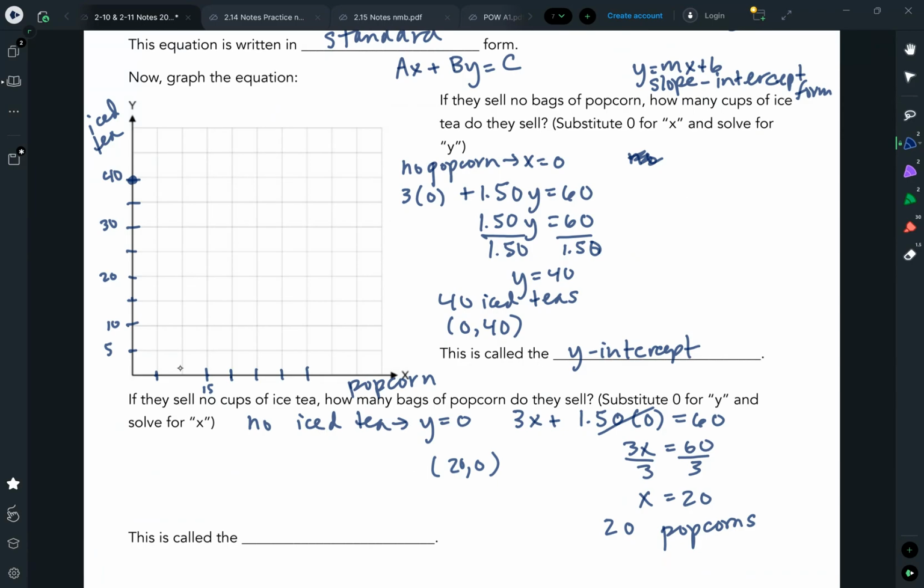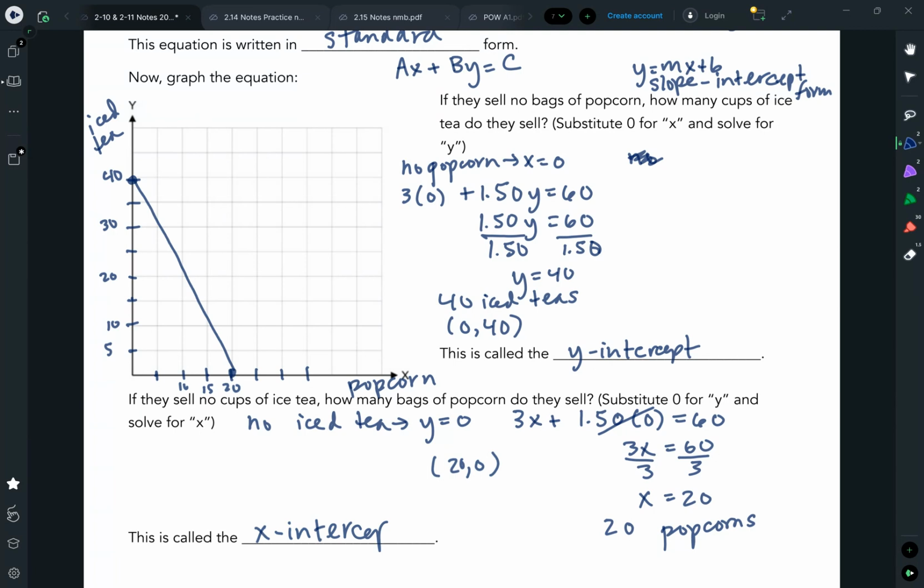So let's go over 10, 15, 20. So 20, 0 would be right here. And so this is what we're looking at. That line is what we're looking at when we connect them. The second point is called our x-intercept that we found.